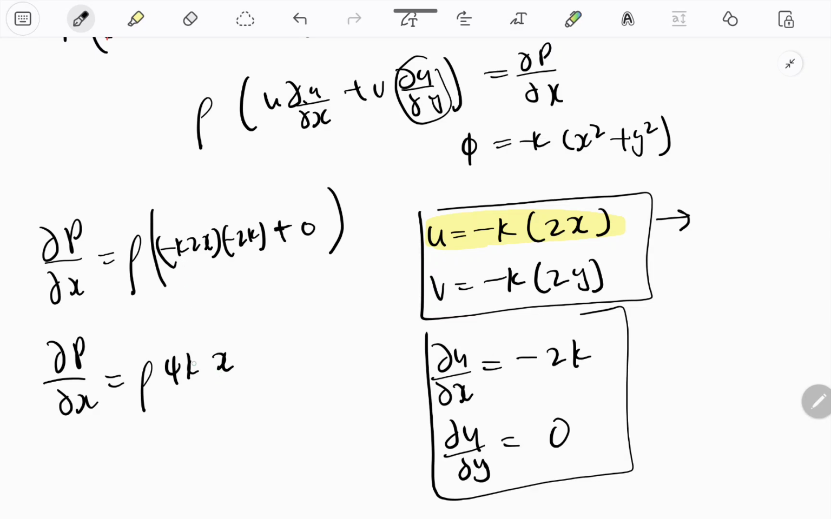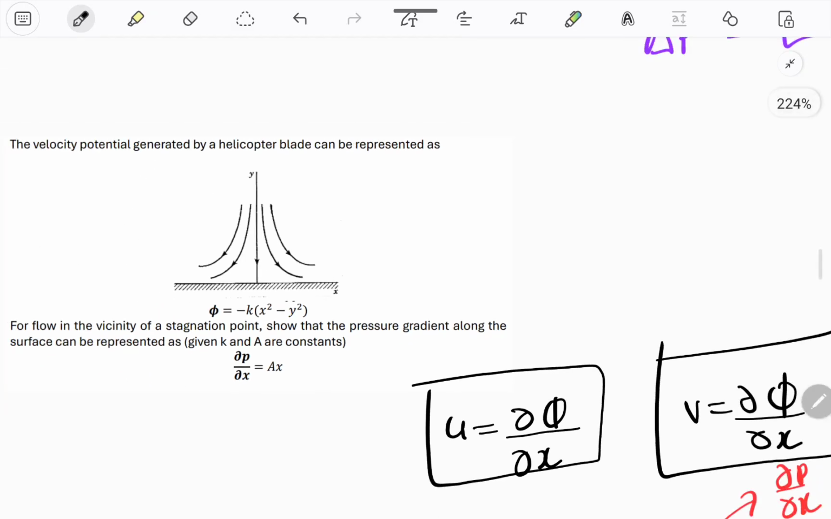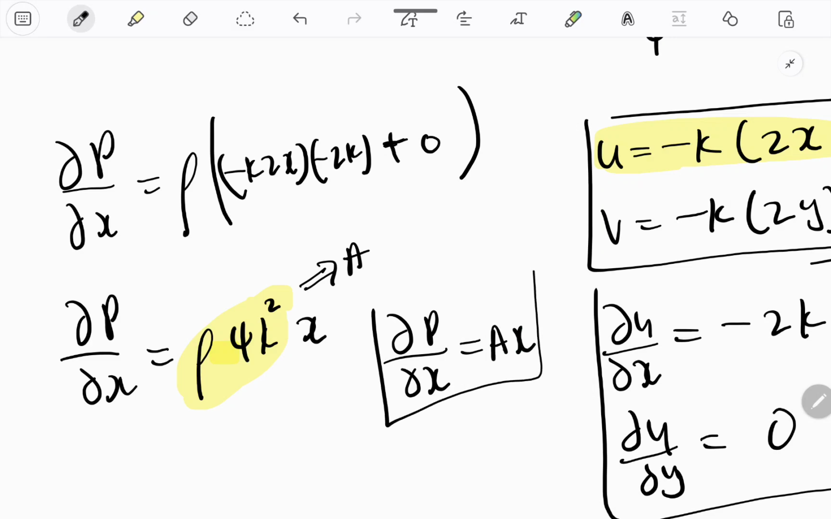Did I miss anything? I think there are two k's here, squared to become positive, and then they proposed that our answer should look like this. So it should be a constant and some x, where a is a constant and k is also a constant. That means this is what you can call your a if they asked what is the value of a. So yes, we have proved that the pressure gradient along x behaves linearly, where this is that. So thank you.